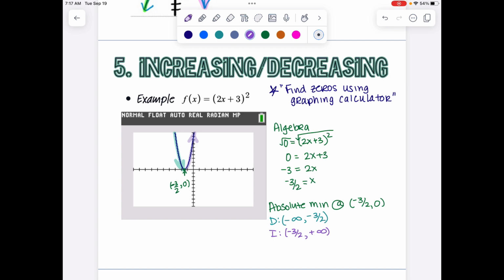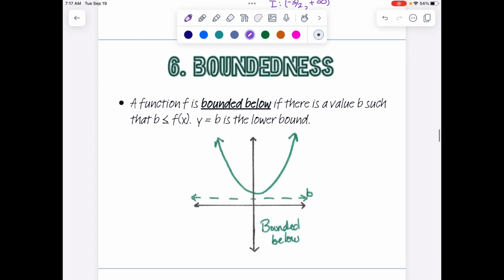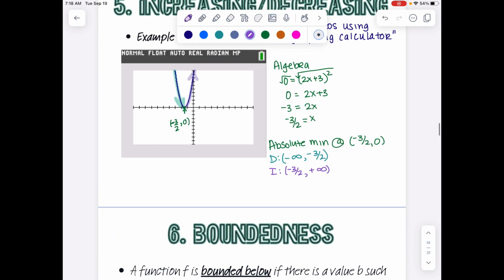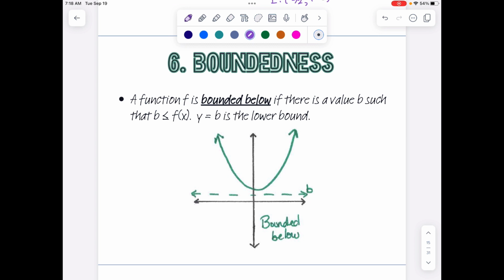Okay, last thing we're going to talk about is boundedness. A function is bounded basically when there's like a force field that won't let your function go past a specific value. It's an asymptote, right? It can be an asymptote, or it's just like in the last question where your graph doesn't go anywhere below y equals 0. That is bounded below because it's like out of bounds. If you go over, it's not going to exist.